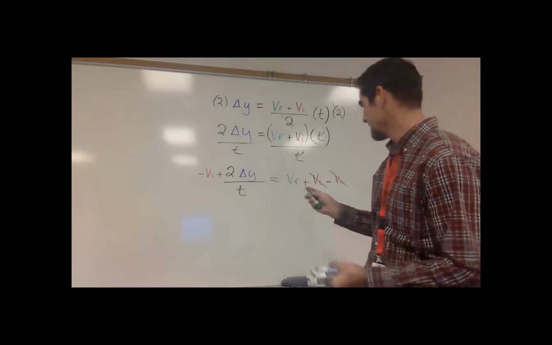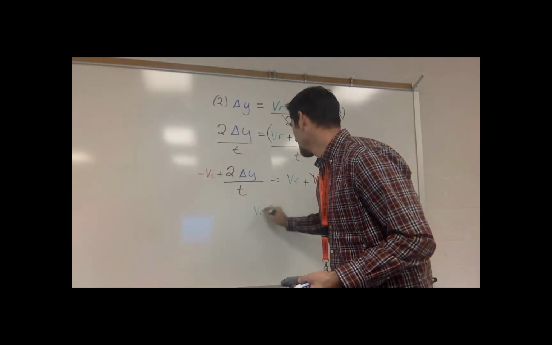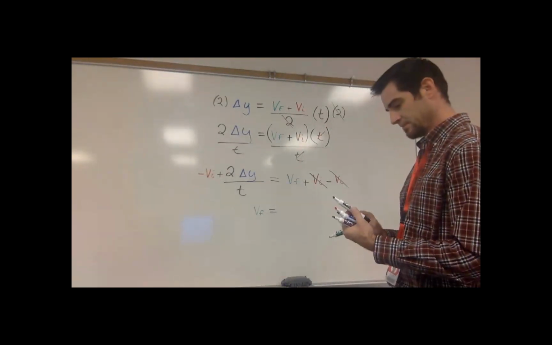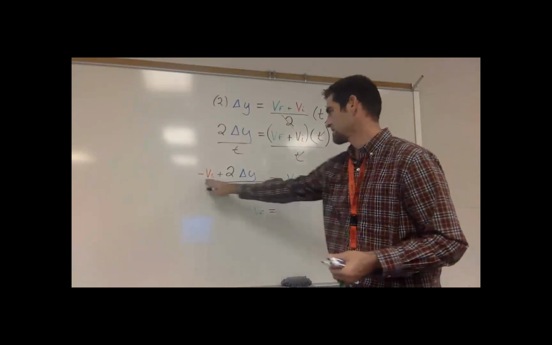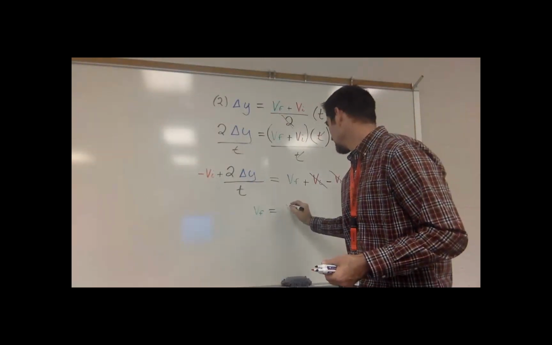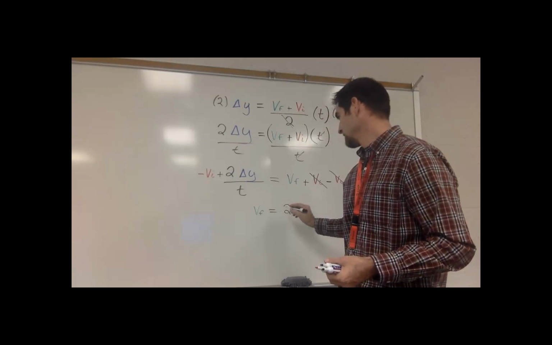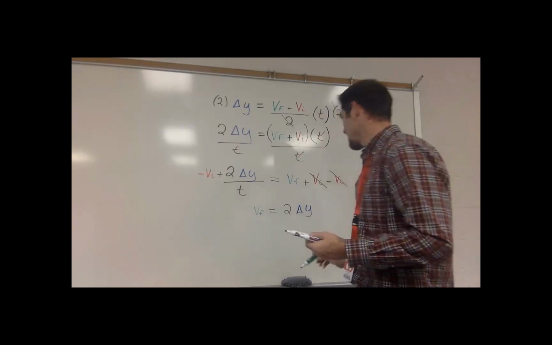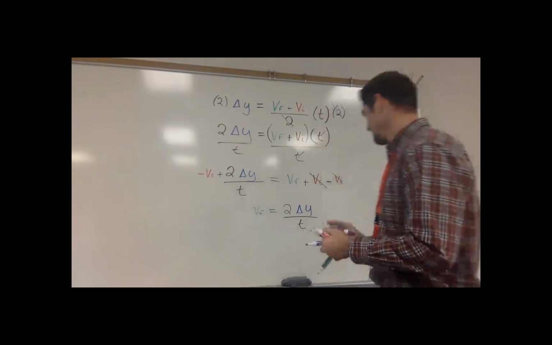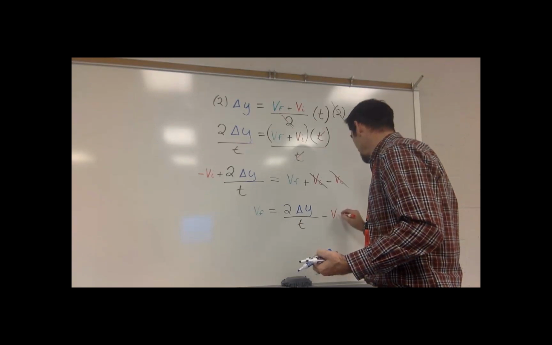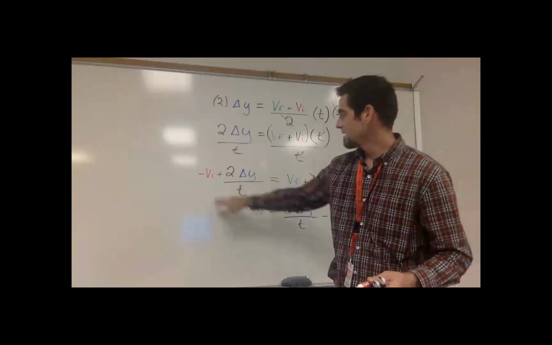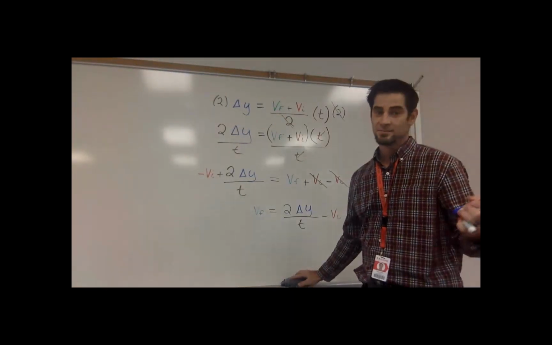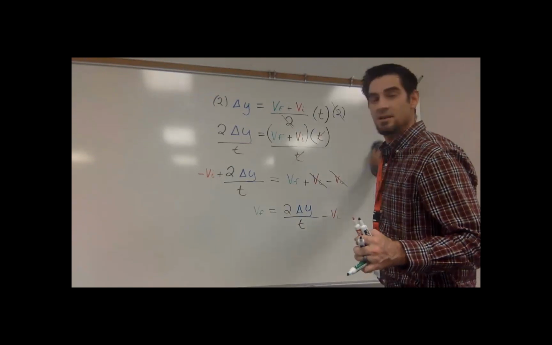But let's rewrite that equation to look prettier. Put the variable we want on the left side. Final velocity is equal to, and let's just rewrite this so Vi is over here. 2 delta y over t minus Vi. So that's how to rearrange equations. Get used to it.